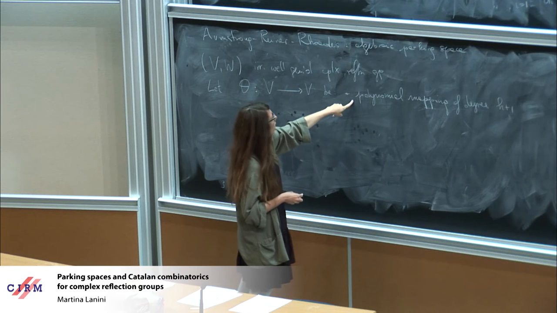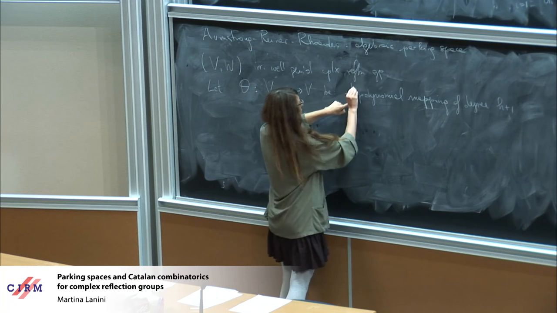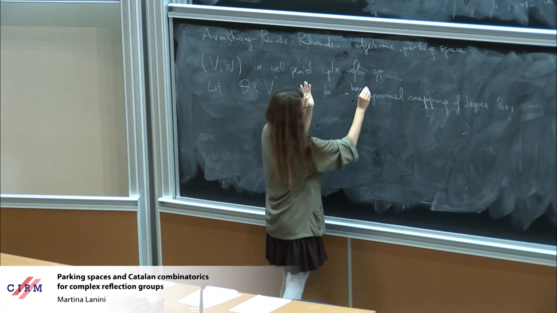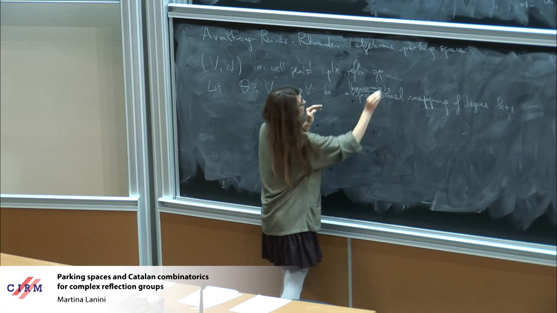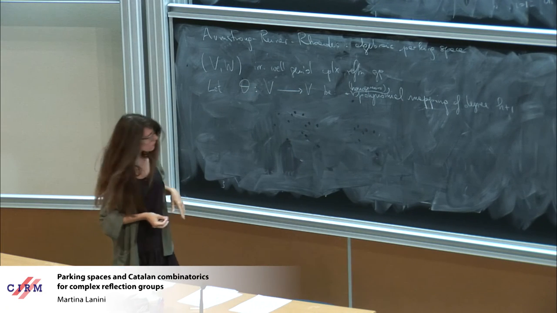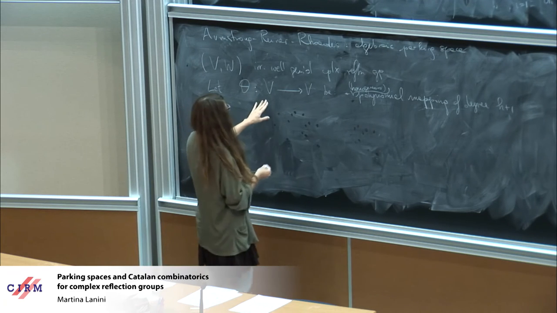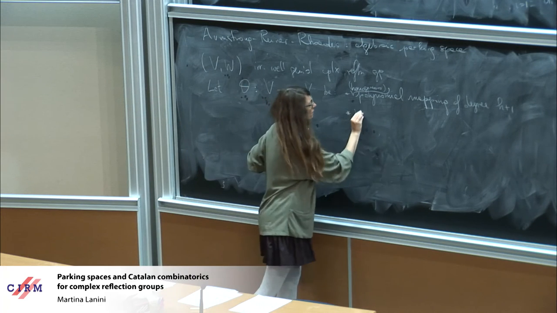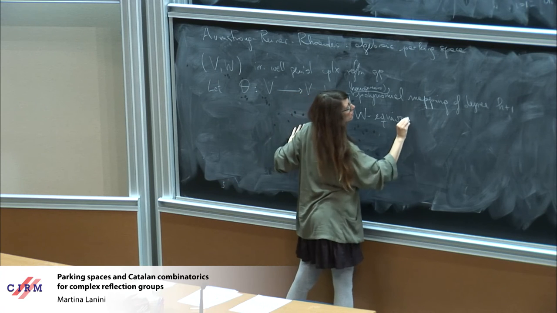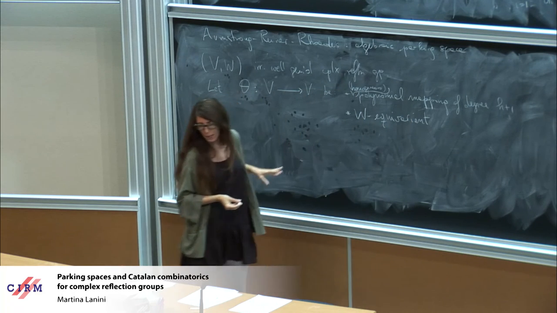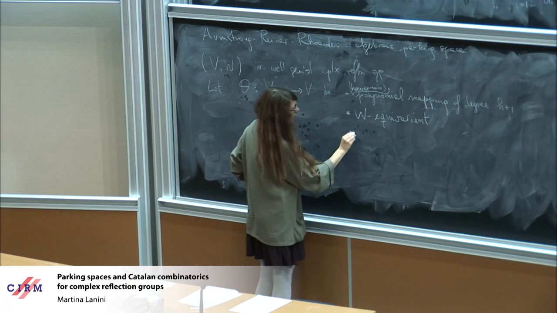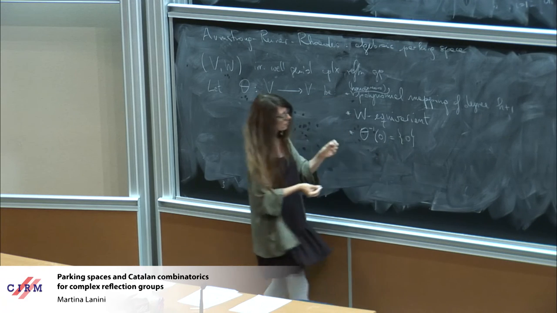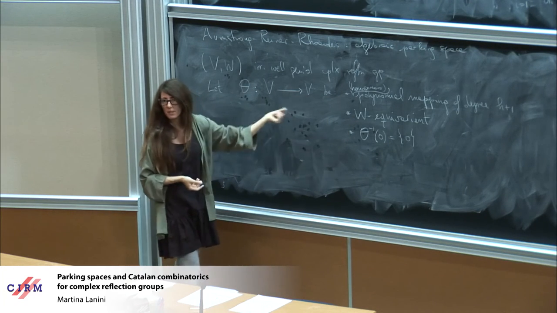In fact, I want even more. I want it homogeneous of degree h plus 1. Then I want something more. We have W acting on V, and I want this map to be W-equivariant. And finally, I have a condition on the fiber at zero, so that I'm mapping only zero to zero.